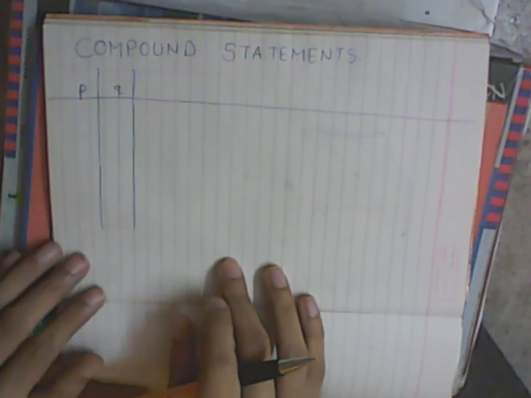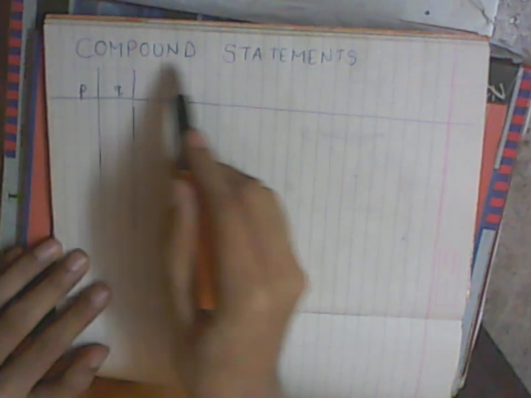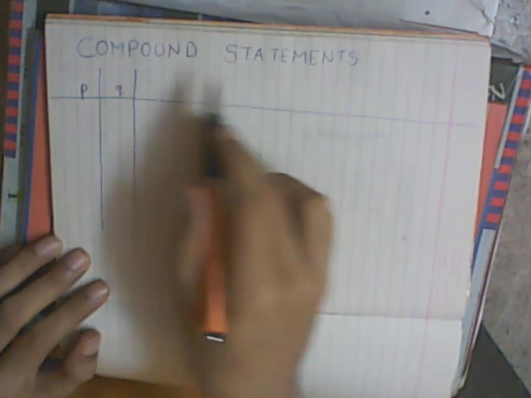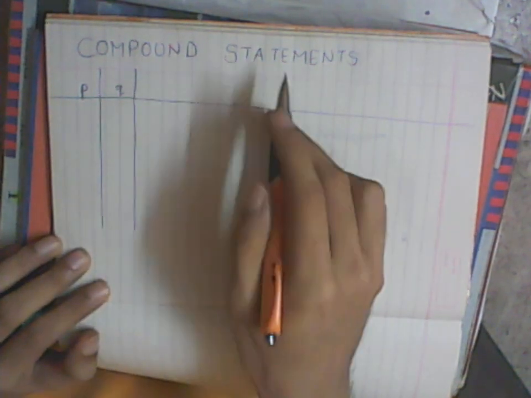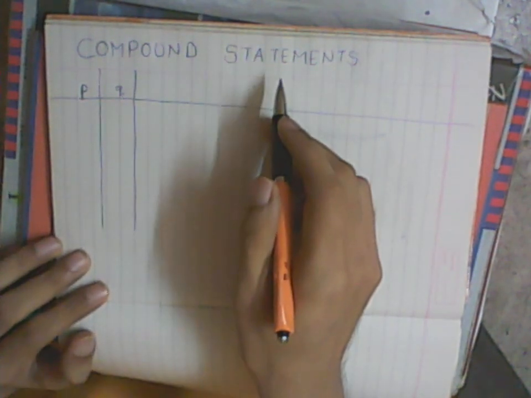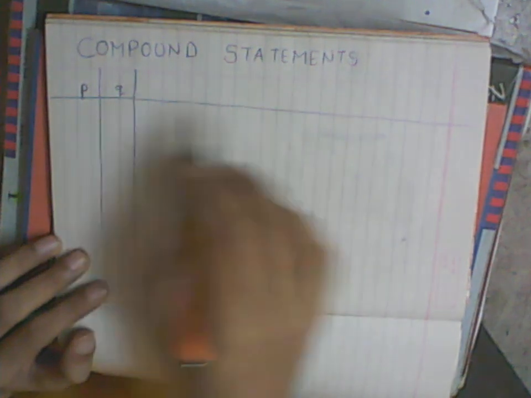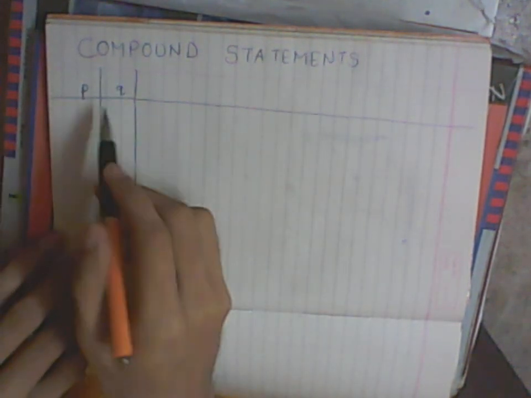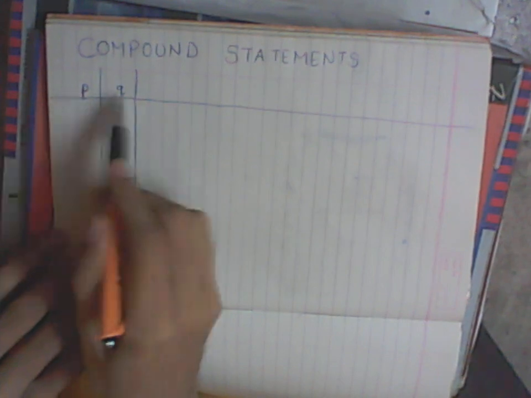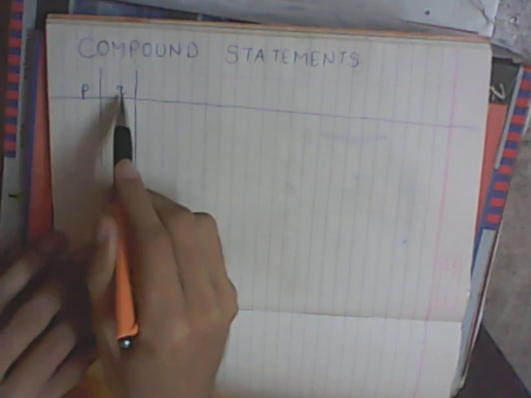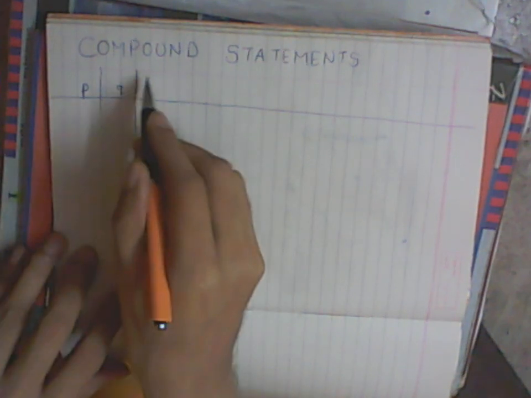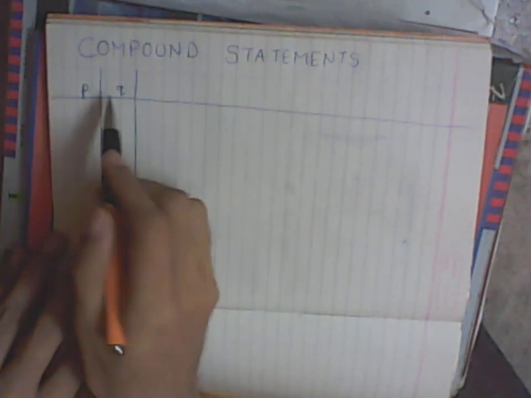Okay, what I want to talk about in this video is compound statements. That is, forming new statements from old statements, and that will be done using some symbols known as logical connectives. We'll come across that a bit later. But let's say for now I have two statements, P and Q, denoted by small letters. P is one statement, Q is another statement. So we can make compound statements using these two statements.